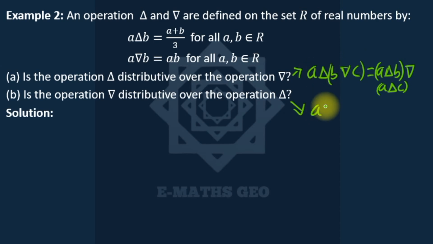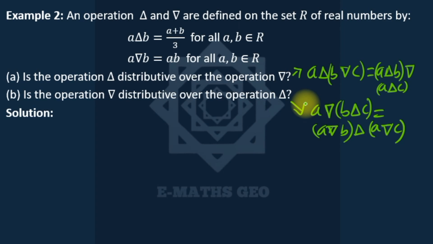Why this? If you now have A inverted (B triangle C) and it's equal to (A inverted B) triangle (A inverted C), if the two are equal, the left hand side equal to the right hand side, you know that it is distributive over the inverted triangle. So let's solve for the first one. So I'm solving for the first one.